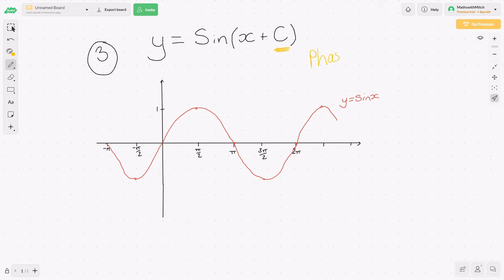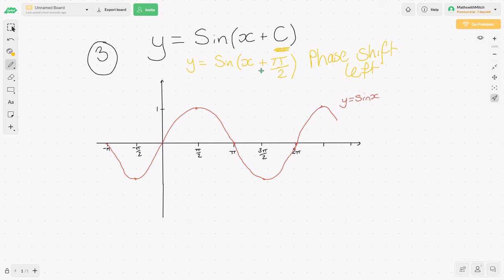So let's write that down. Phase shift left. And the amount it's going to move is dependent on the term c. So let's say we have the example y equals sine x plus, we're going to say pi over 2. I'm going to use pi over 2 because I'm going to make it nice and neat on my graph to be able to sketch it, but that could be a whole number, and you might have to consider what the numbers are rather than working in pi. But the concept is exactly the same.